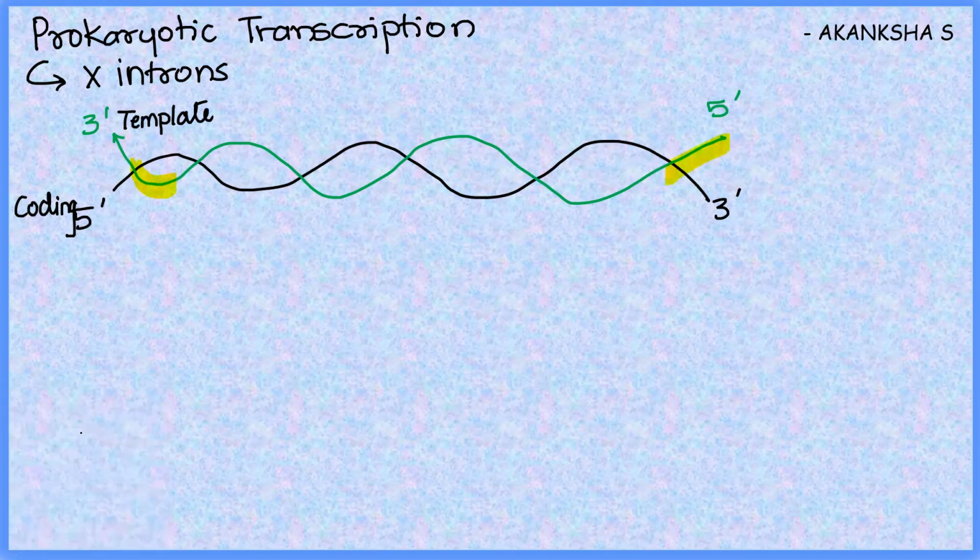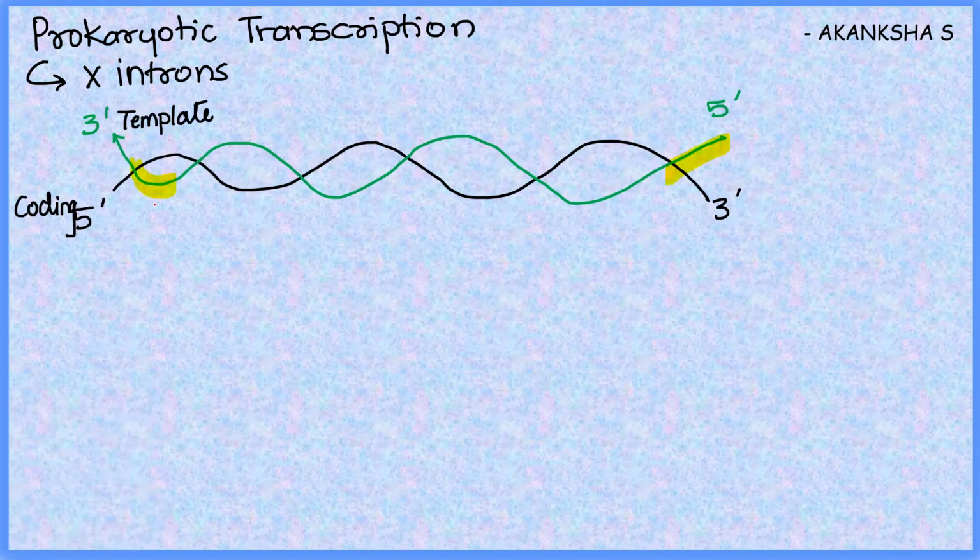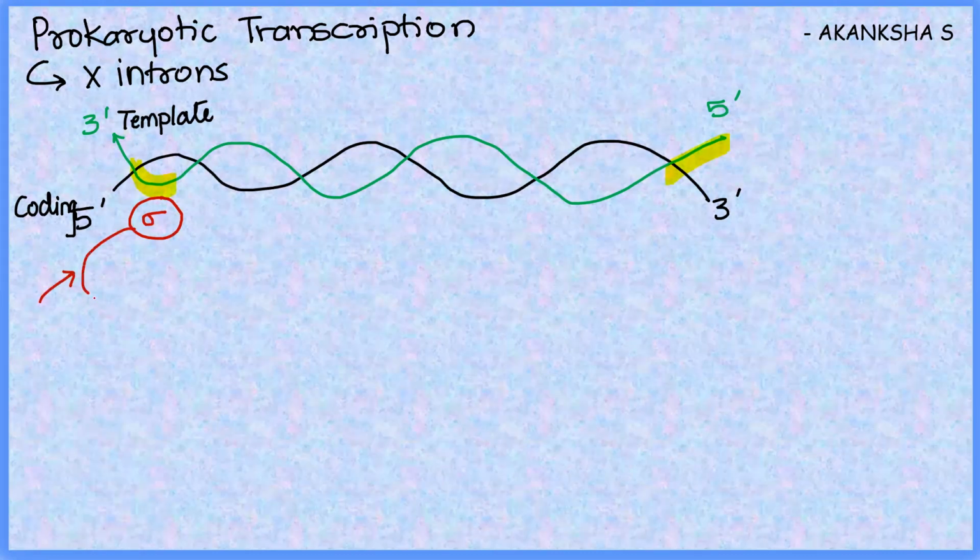Now these promoters and terminators, they do not travel on their own. They have certain factors which are going to help them travel. So for initiation in prokaryotes, there is a factor or protein called sigma factor. This sigma factor helps RNA polymerase to come and attach itself or locate itself to the DNA strand. Sigma factor helps RNA polymerase come and attach to the template strand.